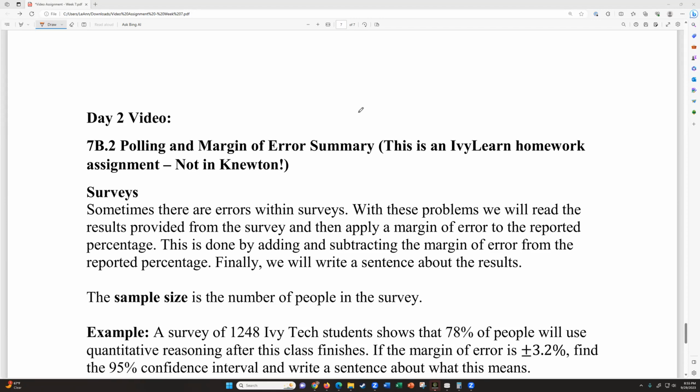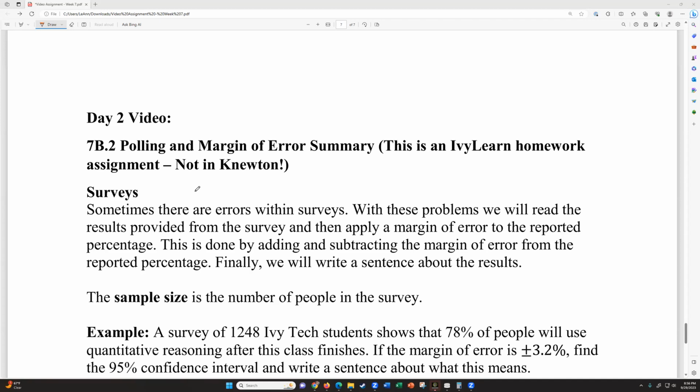Okay. So on 7B2, polling and margins of error summary, let's look at the following things. A survey is kind of like when we send out a questionnaire and ask people questions, or we go somewhere and we poll people and ask them questions. And sometimes there's human error or just error in general within a survey. So with these problems, we will read the results that were provided from the survey. So they did their study, they got the data. Then they'll also usually publish alongside of that their margin of error. So we will then talk about what that actually means.